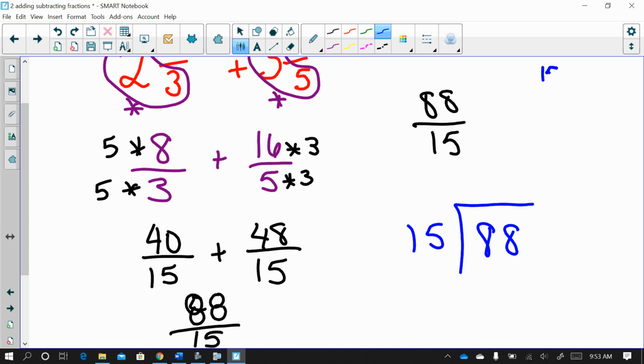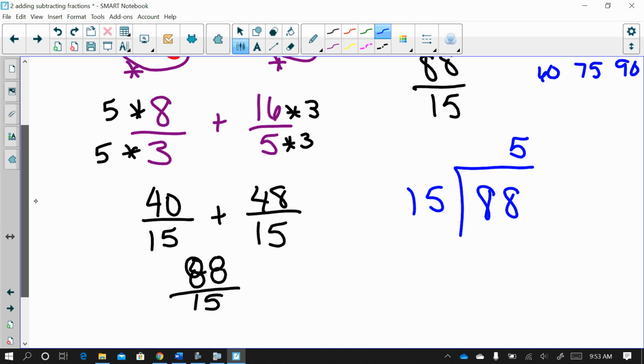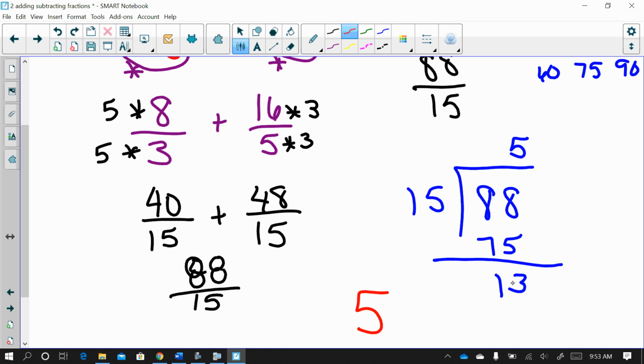You could list the multiples if you want: 15, 30, 45, 60, 75, 90. 90 is too big, so it goes in 1, 2, 3, 4, 5 times. 5 times 15 is 75. Subtract, you get 13 left over. Then this is how your answer goes. This is the big number, so 5, and 13 over 15. That is your final answer.